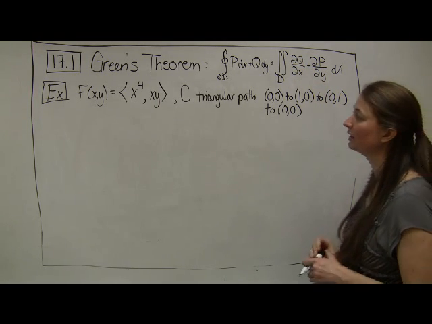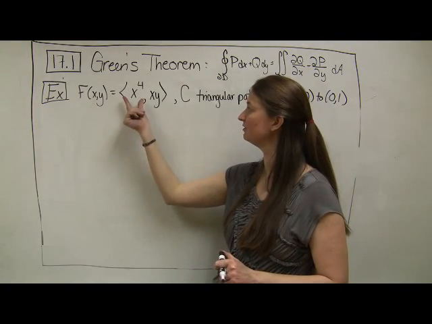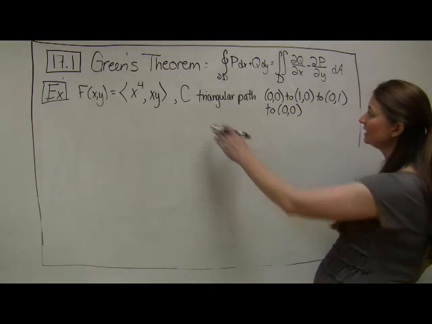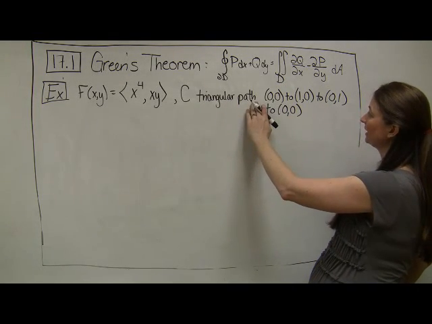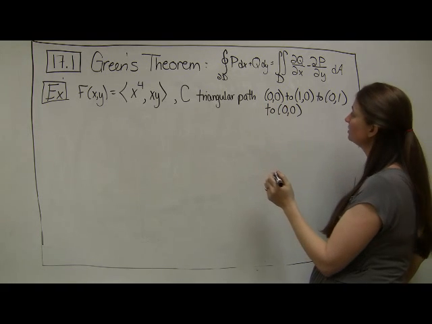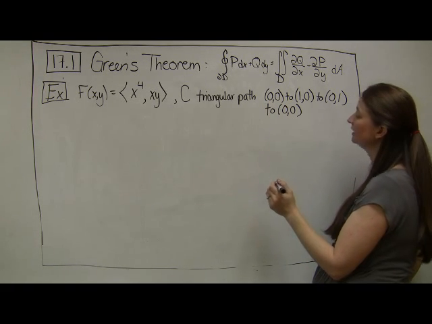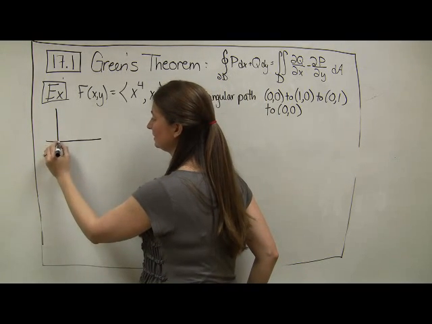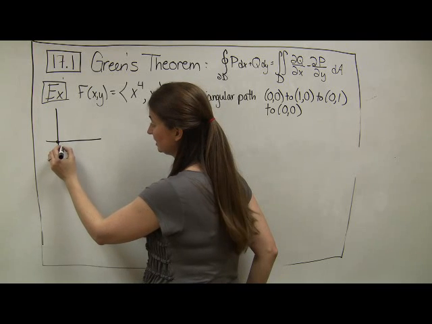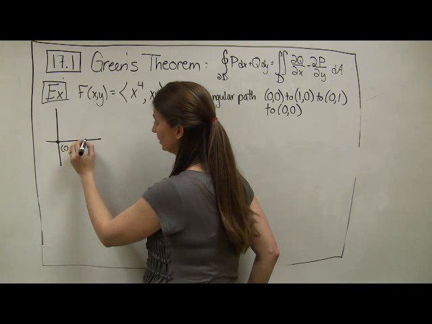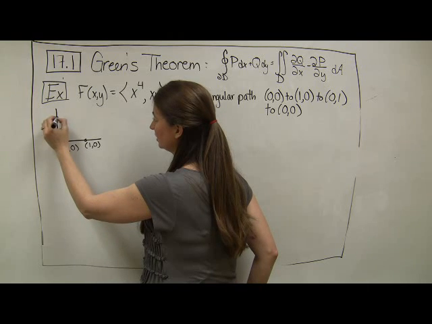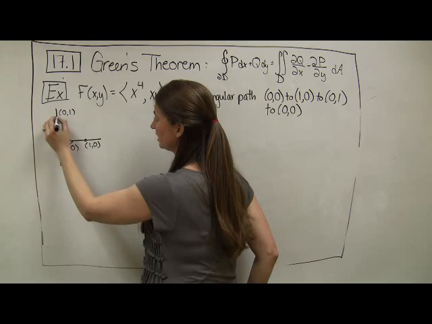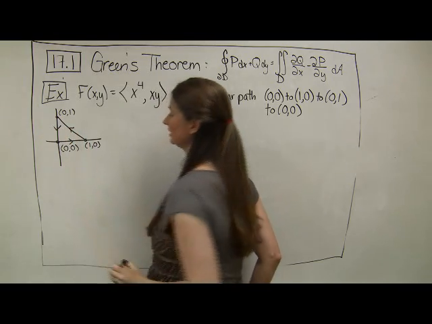So let's see an example where, in this case, my vector field f is given by x to the fourth comma xy. And C is going to be a triangular path. This triangular path goes from 0, 0 to 1, 0 to 0, 1, back to 0, 0. So I'm going to go ahead and sketch what that triangular path looks like. Notice that we're starting down here at 0, 0, and then we're going to 1, 0, and then up to 0, 1, and then back to 0, 0. So really, our triangular path looks something like this.